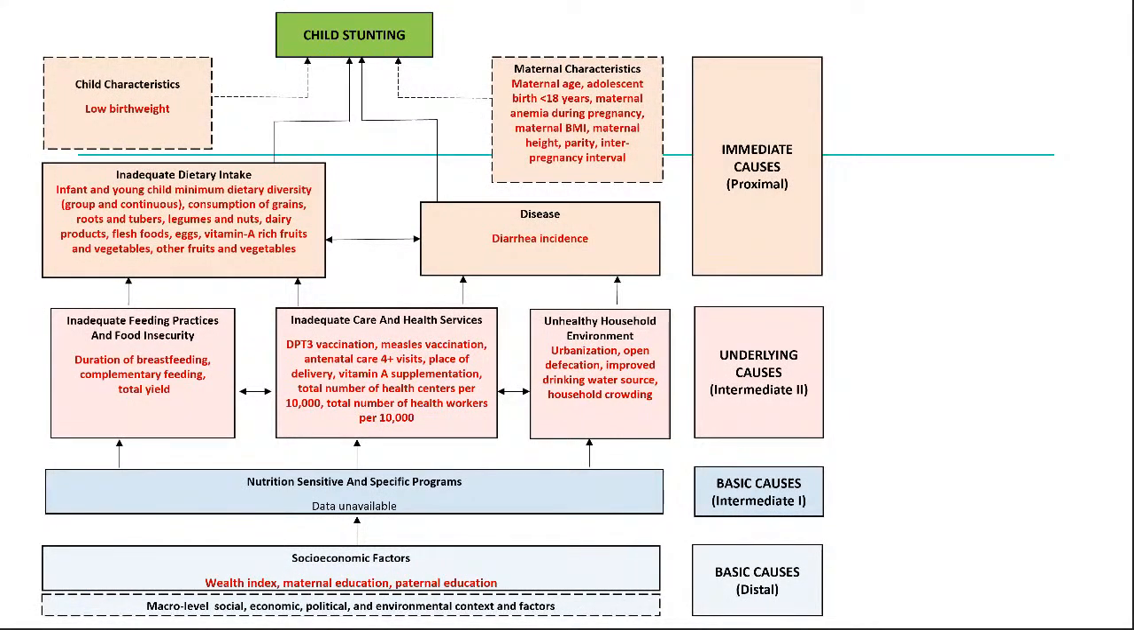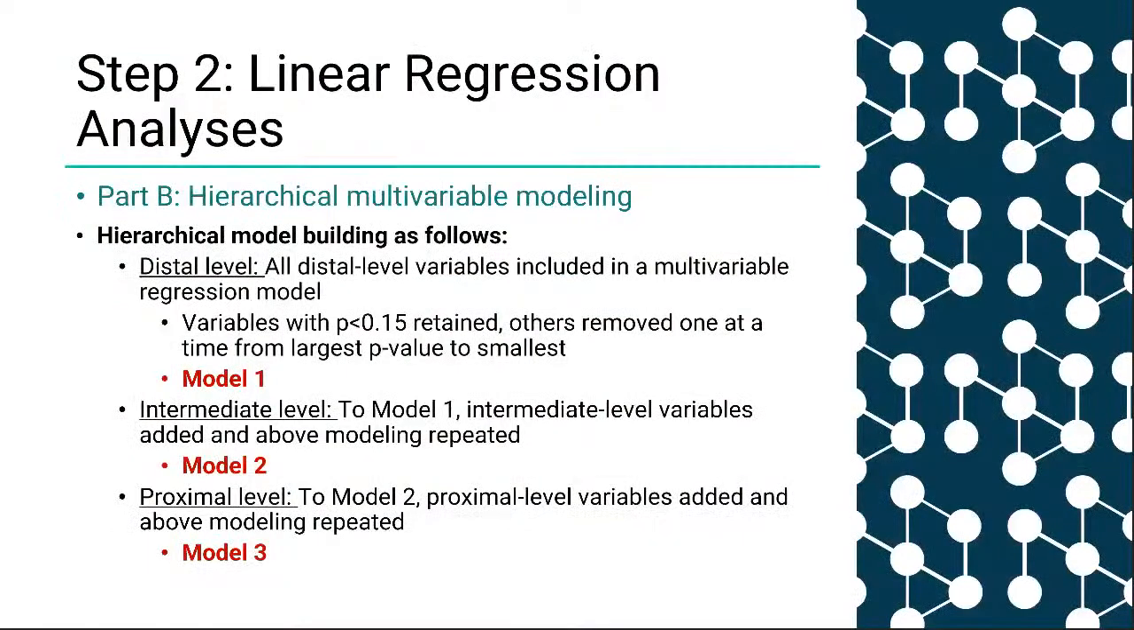So just wanted to show you again that this is the conceptual framework that we are working with. The distal factors, the way we had organized them here, were those under the basic causes. So that would be wealth index, maternal and paternal education, each of which were important in our bivariate assessment. The intermediate level factors are here, underlying causes, and then the immediate were all clustered together as proximal level factors. So these were the 3 stages of modeling for the Ethiopia analyses that we did.